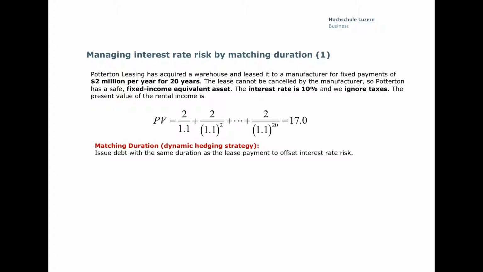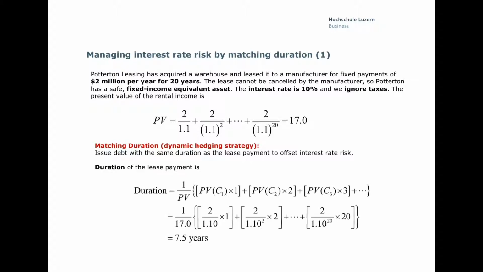Since the lease has the characteristics of a fixed income security, we can use the simple present value formula to discount the corresponding cash flow stream. In this example, the present value of all future payments is $17 million. The lease exposes Potterton to interest rate risk. If interest rate increase, the present value of the lease payments falls and vice versa. The question now is, how is it possible to hedge the interest rate risk inherent in the lease?